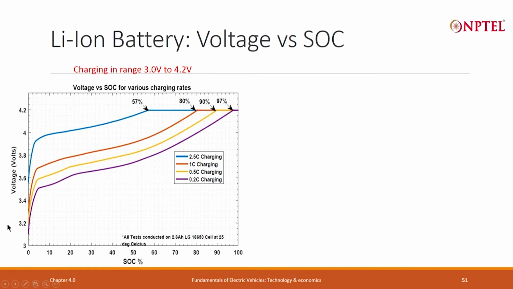If you look at it, when you are charging at 0.2 C, which is a very low rate of charging, the voltage will start at a very low value and keep on increasing, and even when you have come close to 5% state of charge, the voltage is already 3.5 volt.